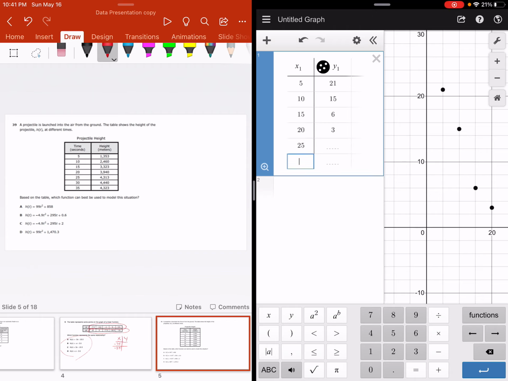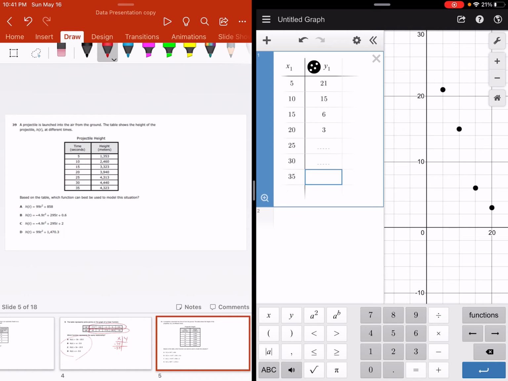$25, but 30, 35, and what is it? 4, 3, 2, 3. Wow, it's a big number. 4, 4, 4, 0, 4, 3, 1, 3, 3, 9, 4, 0. That one is what? 3, 3, 2, 3.